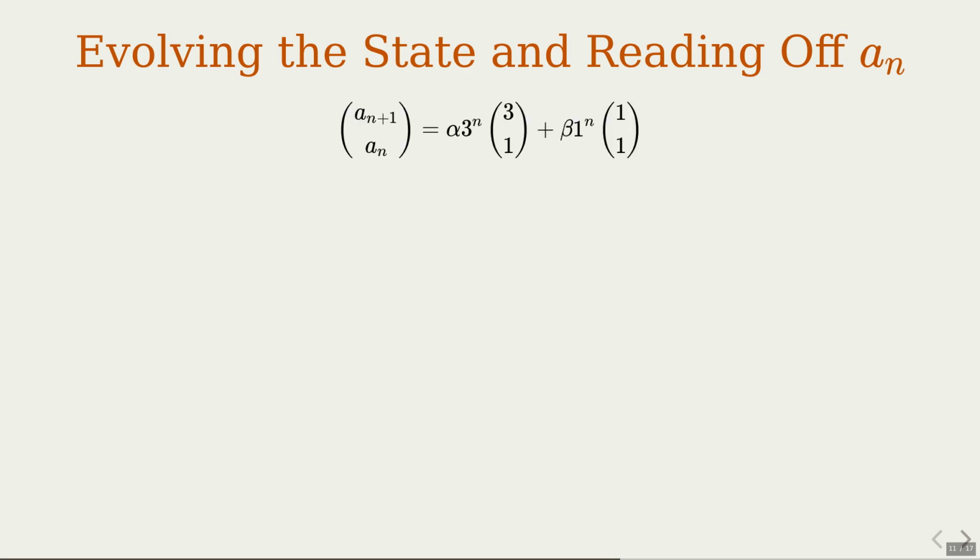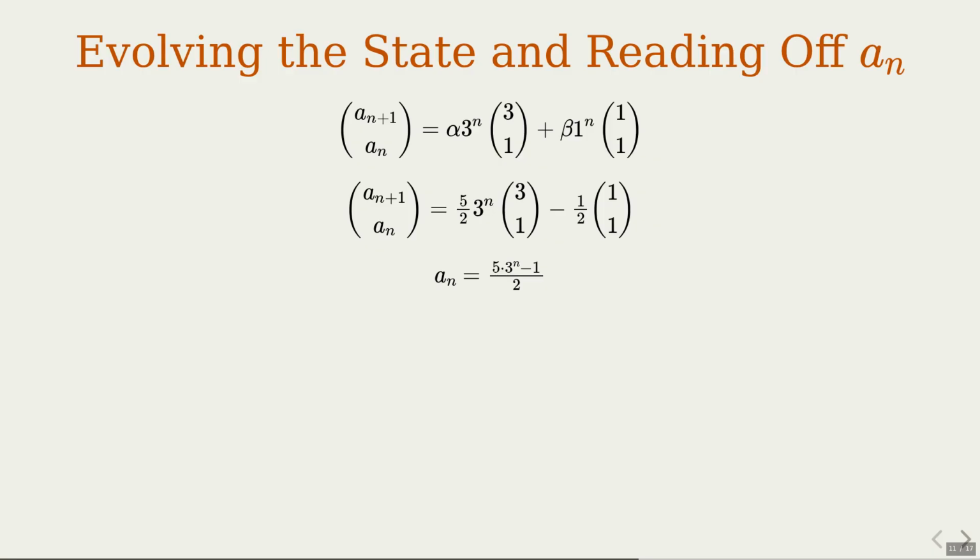After n steps, the part along the 3 eigenvector gets multiplied by 3^n, while the part along the 1 eigenvector stays the same size. Plugging in alpha equal to 5/2 and beta equal to -1/2 gives a concrete expression for the whole state vector. Looking at the second entry of the state vector yields the closed form for a_n as (5 times 3^(n-1)) all over 2.